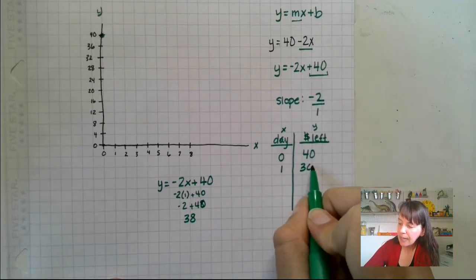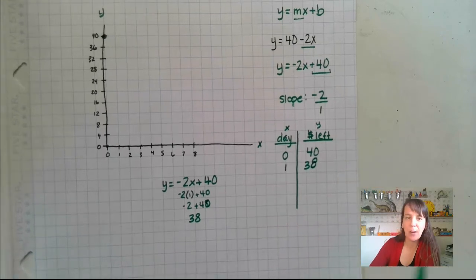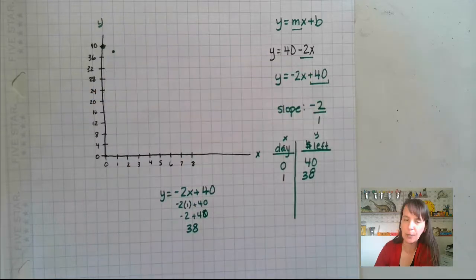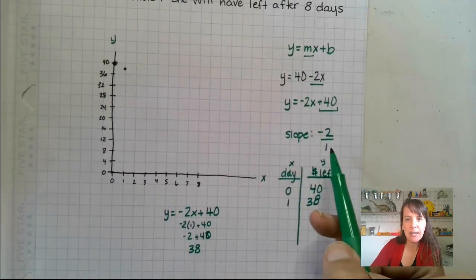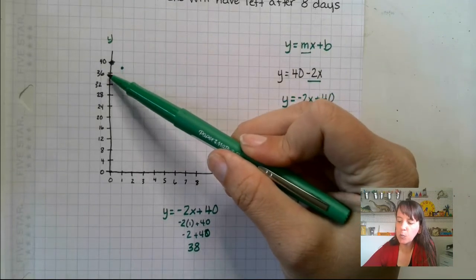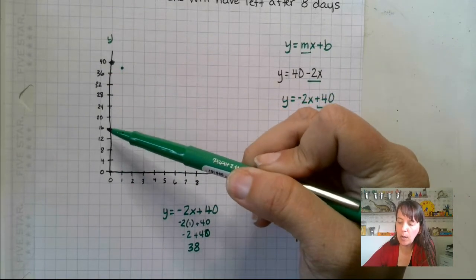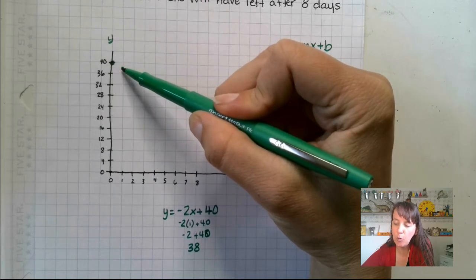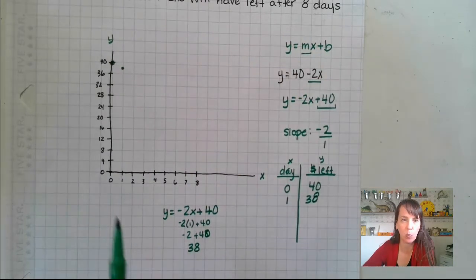So 38 there. Okay, so if we go over 1, we're going to be up here at 38, which is right here. And again, remember I said our slope is down 2 over 1. Well, you'll see each of these chunks is worth 4. It goes 4, 8, 12, 16. So what I did is I went down 2 and over 1 whole one, because this is worth 1.